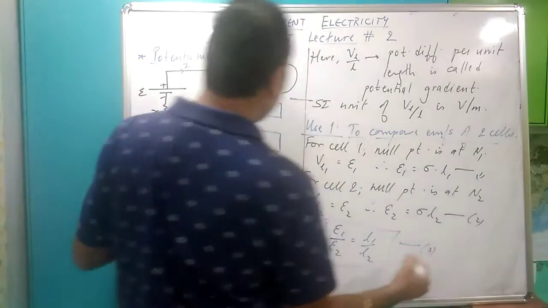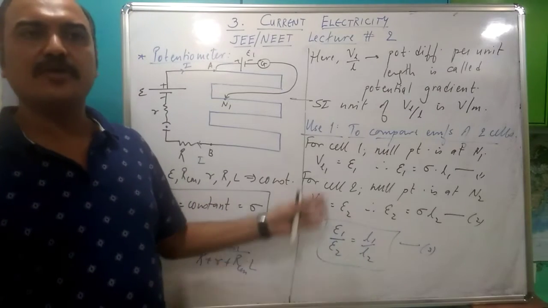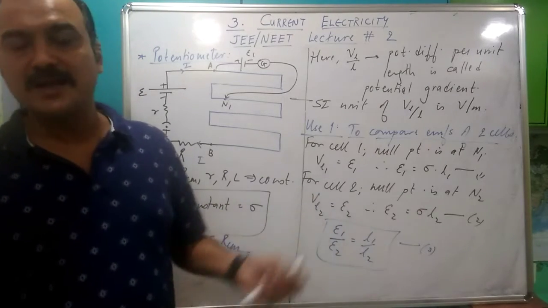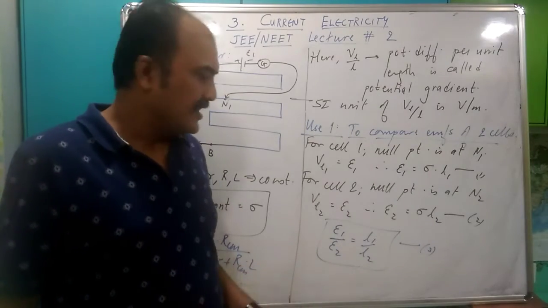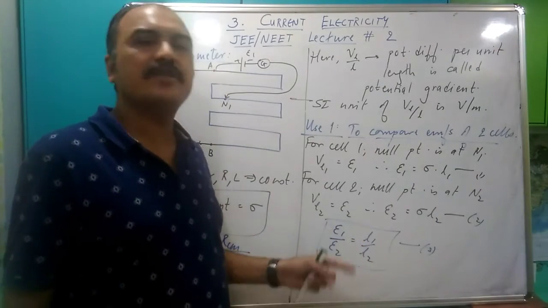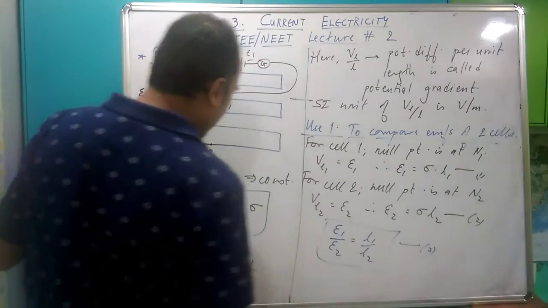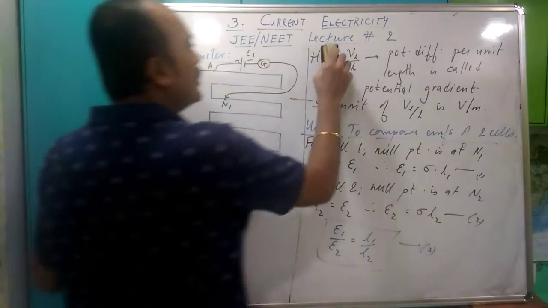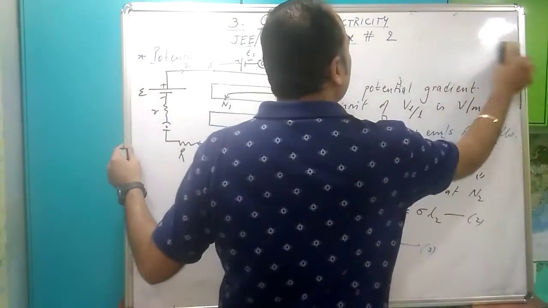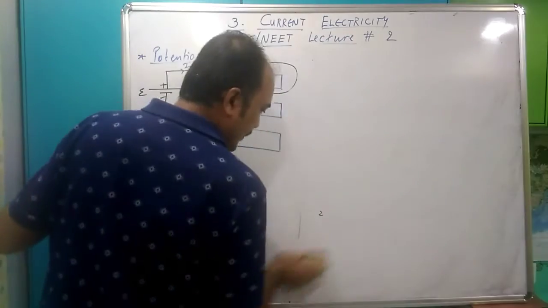So if you have a scale and you can measure L1 and L2 on it, then you can find out the value of this ratio, epsilon 1 by epsilon 2. And not only that, suppose you have epsilon 2 also, then put it here, put L1 and L2 here, you can find out the value of epsilon 1 also. So this is a way to compare EMFs of 2 cells. The second use is to find out the internal resistance of a cell or a battery.